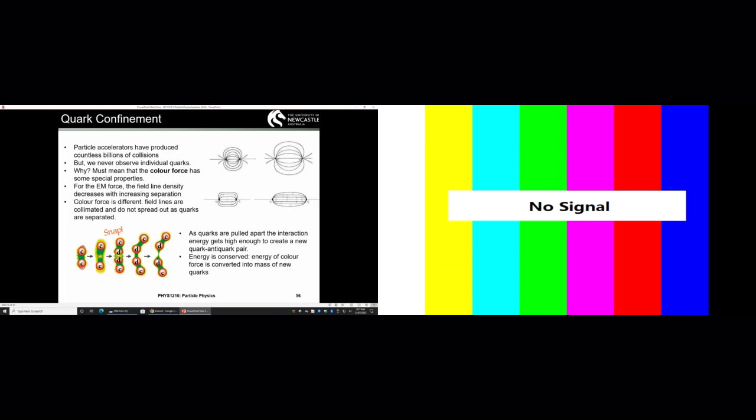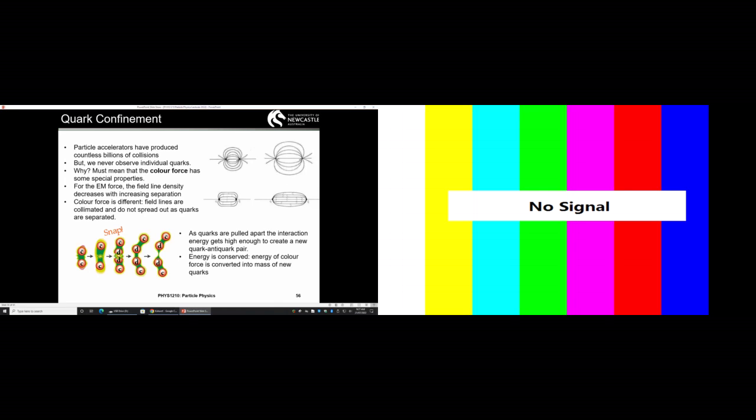But we think that the color force is different, so that when we move the quarks farther and farther away from each other, the force doesn't get weaker. And if we think about that in terms of drawing these lines that represent the force, they wouldn't spread out. And so in order to pull two quarks apart, we have to keep putting in more and more energy to pull them, and it doesn't get easier. It's either the same or it even gets harder to pull them further and further apart. We have to put in more and more and more energy.